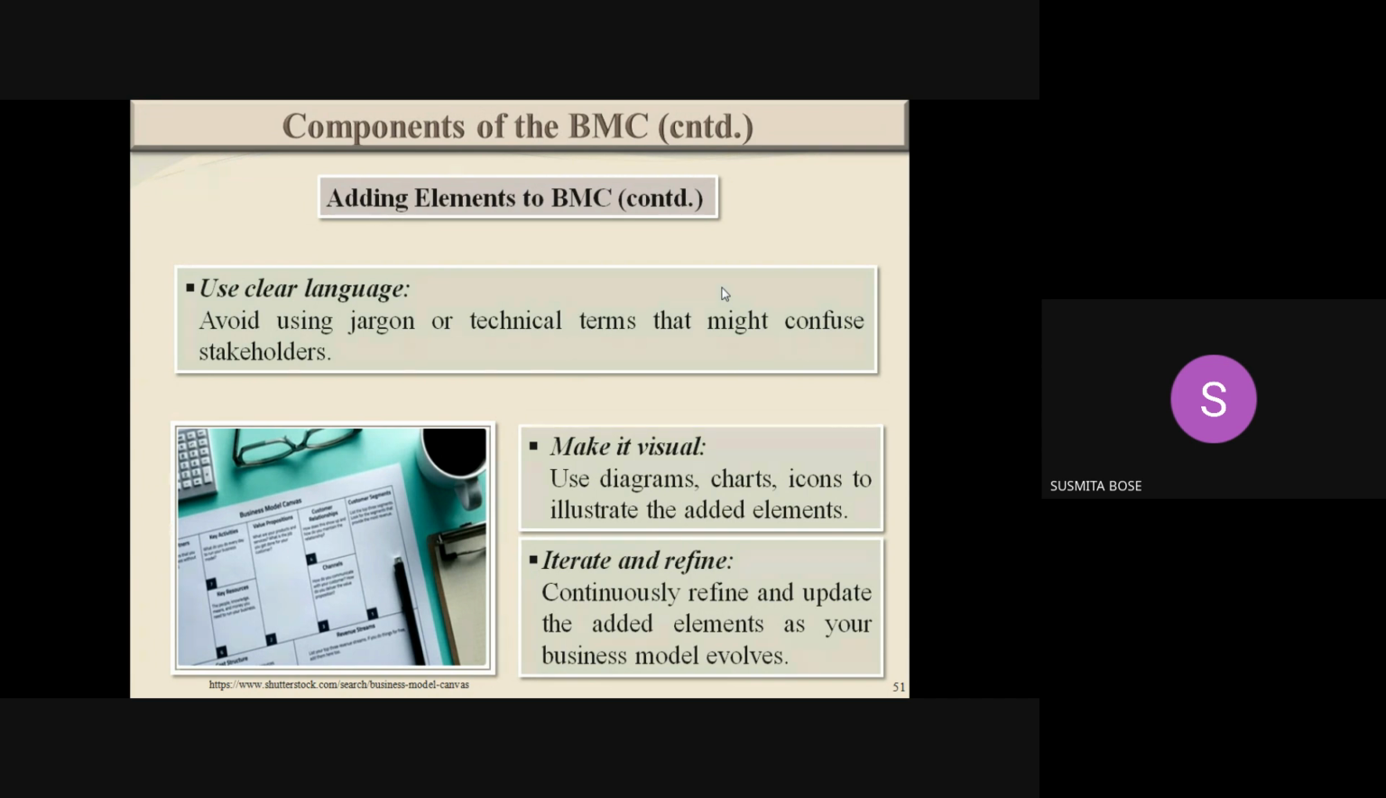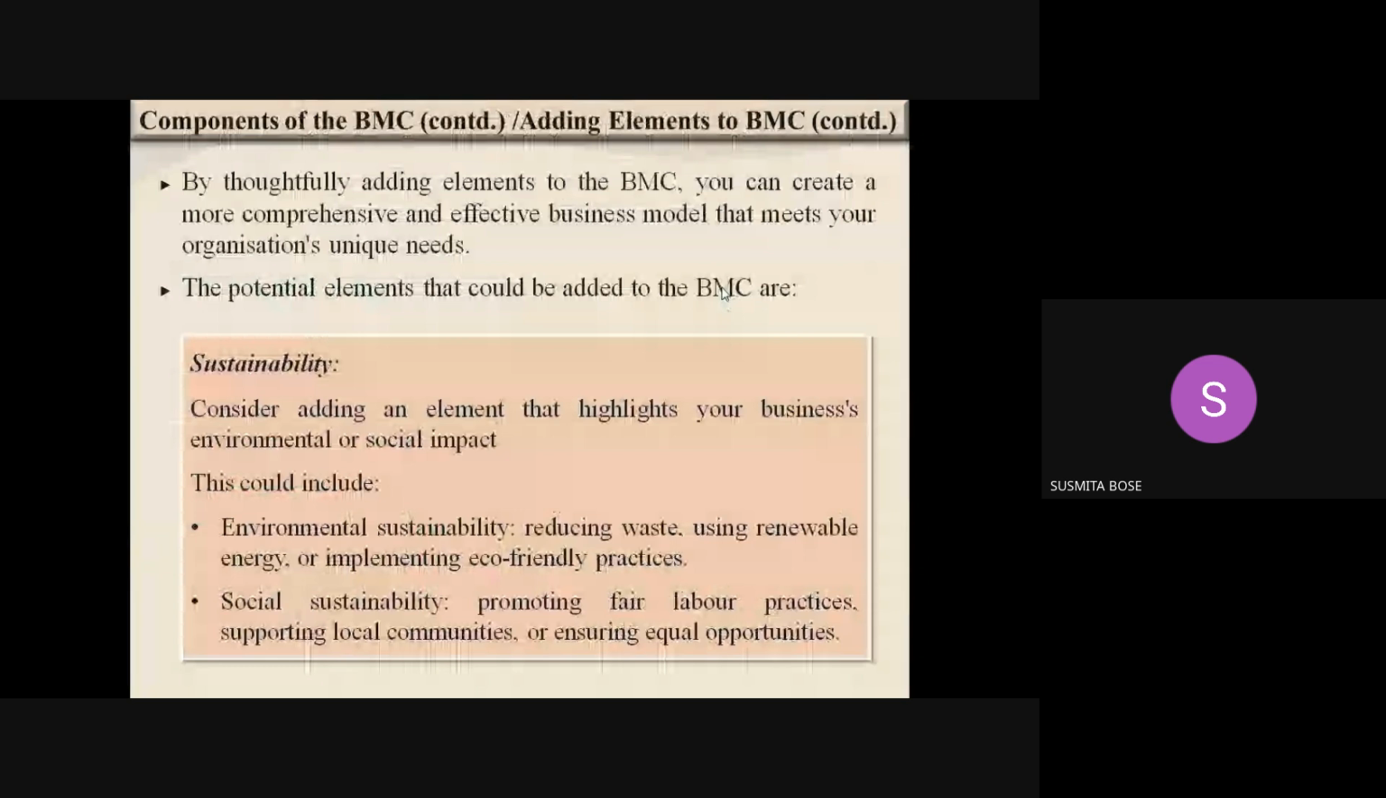Like, if at this moment you are thinking that okay, I need to add one or two elements, but after 6 months those elements might not be relevant. So it is not that you have added them now and they will be there forever. No, you'll have to revise on a regular basis, and check whether the added element or elements are still relevant for your business and business objective. By thoughtfully adding elements to the BMC, you can create a more comprehensive and effective business model that meets your organization's unique needs.